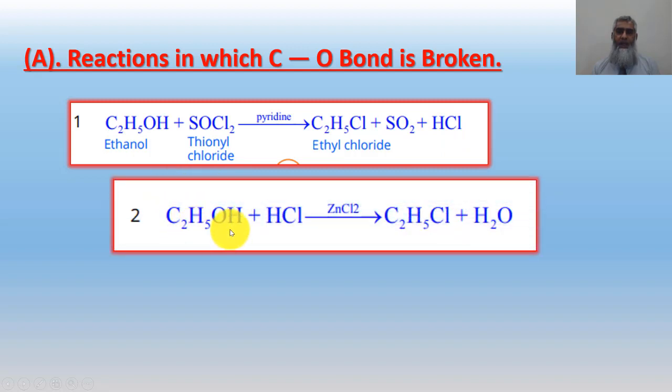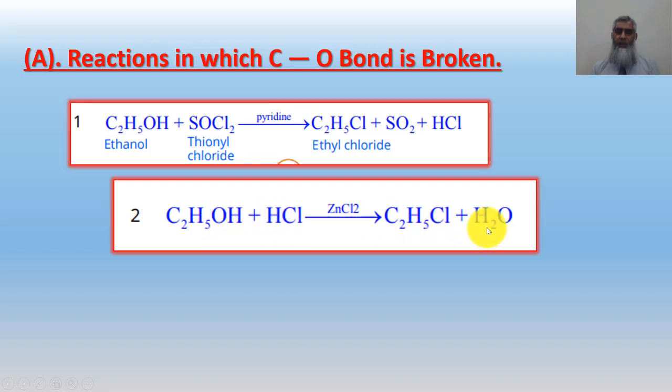Number 2, ethanol or ethyl alcohol on reaction with HCl in presence of zinc chloride. Concentrated HCl in presence of anhydrous zinc chloride, commonly called Lucas reagent. Later we will see how alcohols can be identified by using this Lucas reagent. Here we are discussing the reaction of attack of nucleophile. Here chloride from HCl is acting as a nucleophile. So carbon-oxygen bond will break up, Cl will replace OH producing ethyl chloride, and OH will combine with H to produce water molecule.